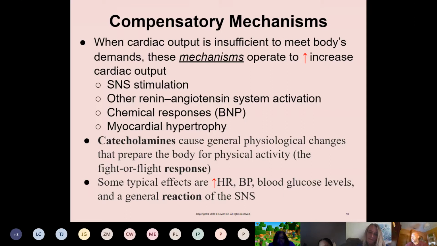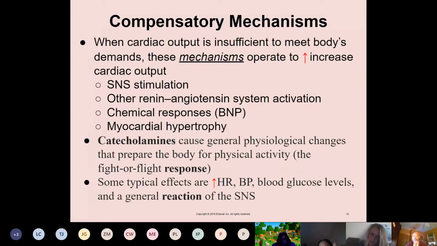When the cardiac output is insufficient to meet the body's demands, the body demands a certain amount of oxygen, a certain amount of nutrients, and so forth. These mechanisms, which we will discuss, operate in order to increase the cardiac output. Does that make sense? Does that not make sense to anyone? All right. So some of those compensatory mechanisms are the SNS stimulation, or sympathetic nervous system. The other one is the renin-angiotensin system activation. The other one is the chemical responses, BNP and myocardial hypertrophy.